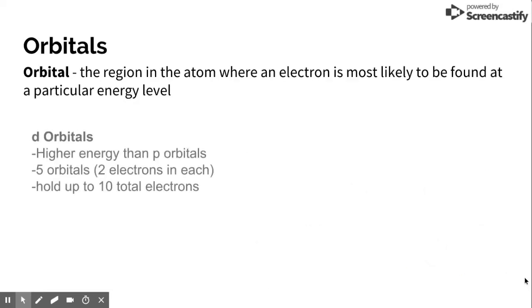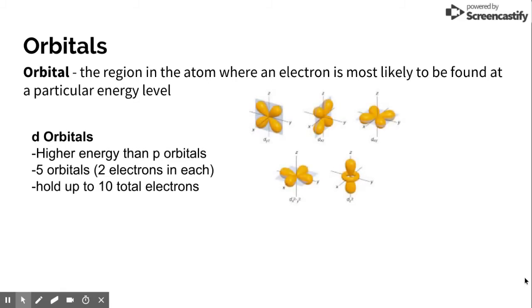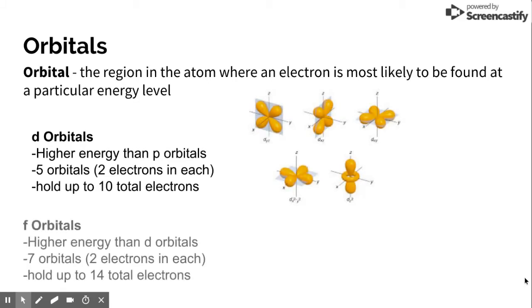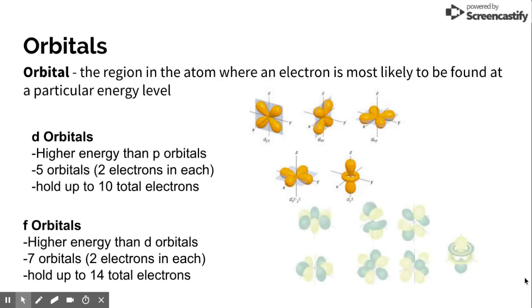The d orbitals have higher energy than p orbitals. There are 5 orbitals with 2 electrons in each, and they hold up to 10 total electrons. Here are the shapes of the d orbitals. The f orbitals have higher energy than d orbitals. There are 7 orbitals with 2 electrons in each, and they hold up to 14 total electrons. Here are the shapes of the f orbitals. If you would like more information on these orbitals, I suggest watching the crash chemistry video also on my website about orbitals.